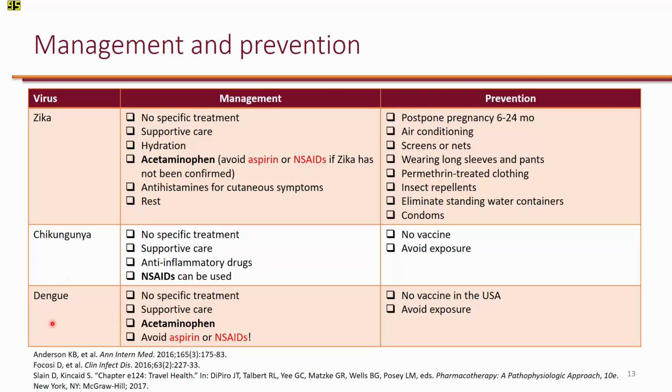For dengue fever, no specific treatment. It is extremely important to use APAP for fever and avoid aspirin and NSAIDs, as I mentioned. And no specific vaccine in the United States. There is a vaccine outside of the US that could potentially be used. So the best thing for prevention is to avoid exposure, including many of the measures that I mentioned for Zika virus.